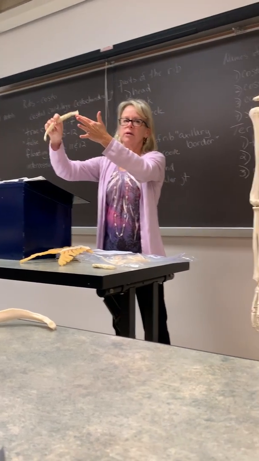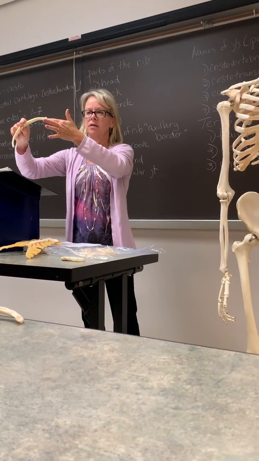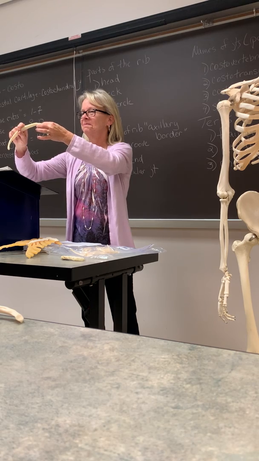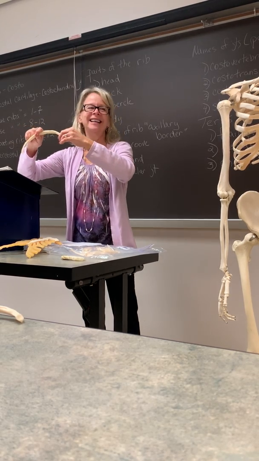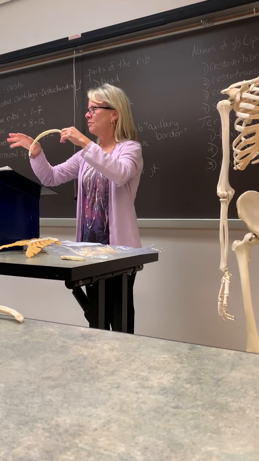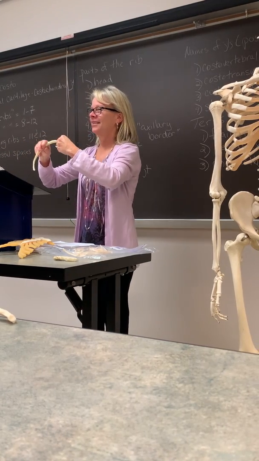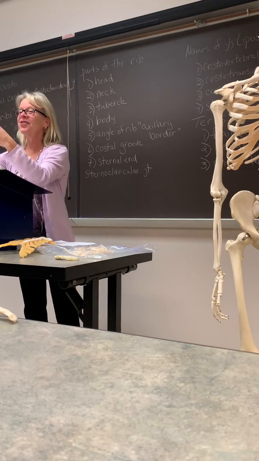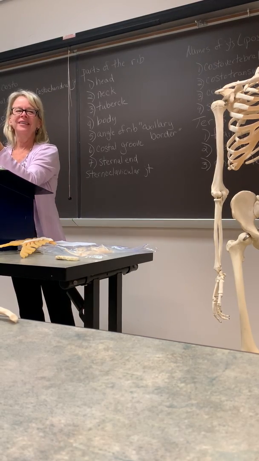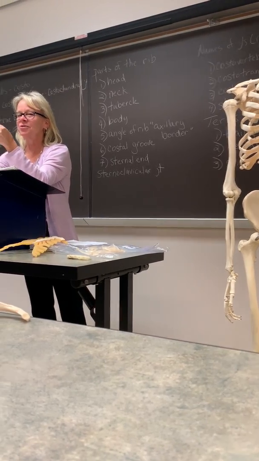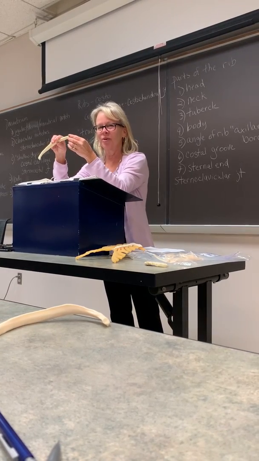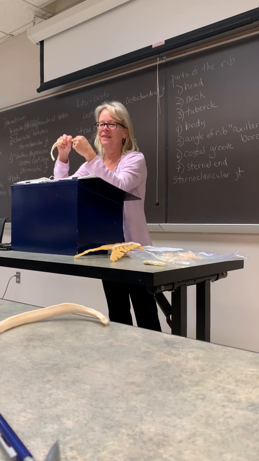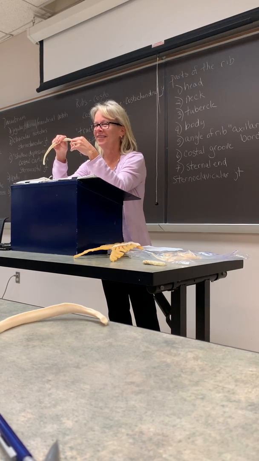What does the head of the rib articulate with? The vertebral what? Body. I know you've got other stuff on your brain. Okay, the head of the rib articulates with the vertebral body to form the costovertebral joint. Remember that? Okay.